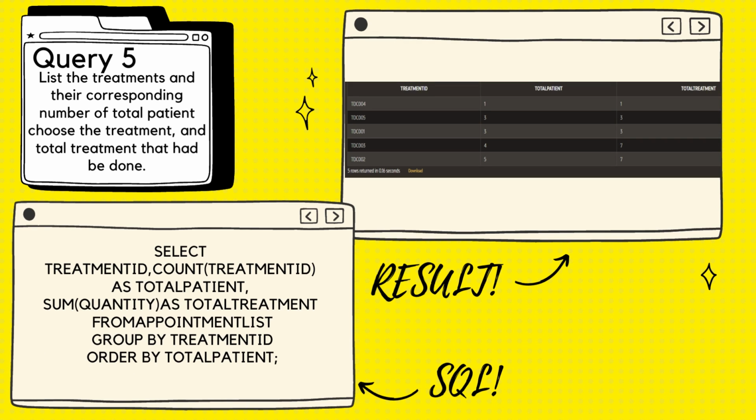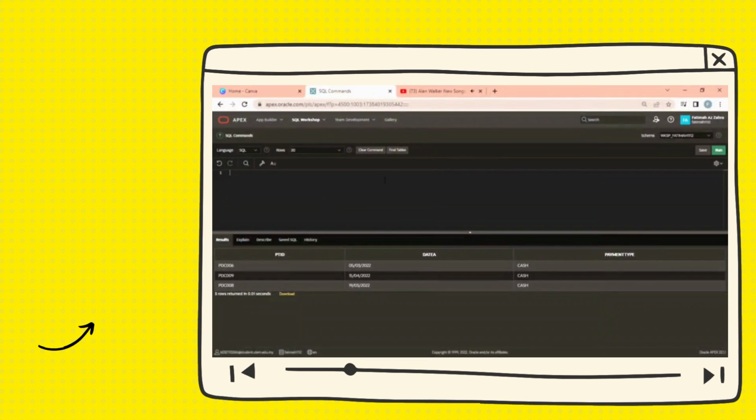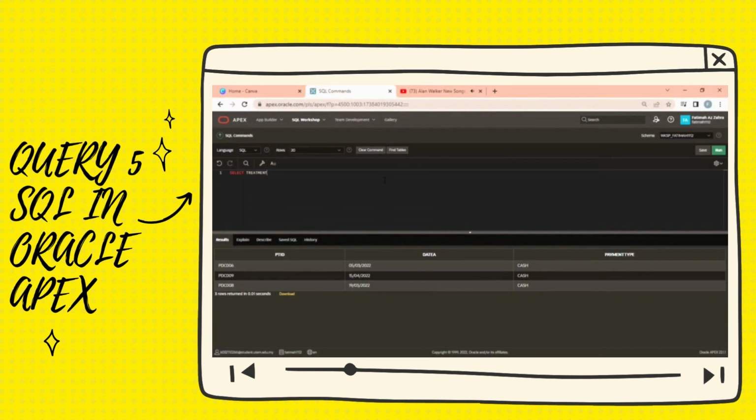Query 5. This question is about listing the treatments and their corresponding number of total patients who chose the treatment, and the total treatments that have been done. For the SQL, we require one table only, which is appointment list. In this table, we need to find the sum of the quantity of treatments taken by the patients as the total treatment. The function count works as the number of patients that take the treatment, counted by each treatment type.